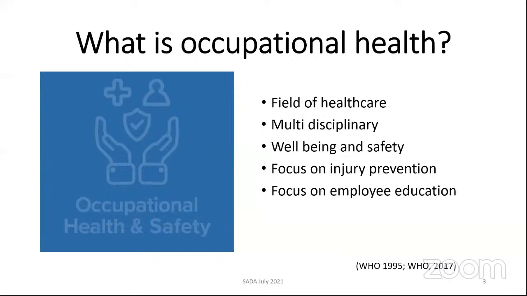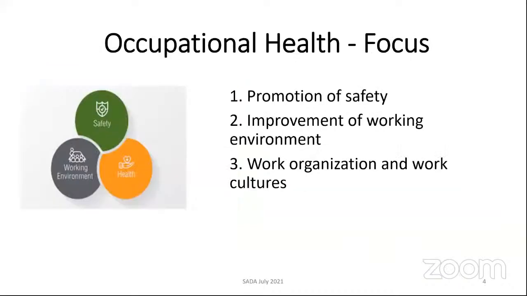An occupational disease is any disease contracted due to an exposure to a risk at work. Occupational health focuses on occupational safety, which pertains more to the physical well-being of employees, while occupational health covers employees' overall well-being. Promotion of safety, improvement of the working environment, work organization, and work cultures is what is looked at in occupational health.